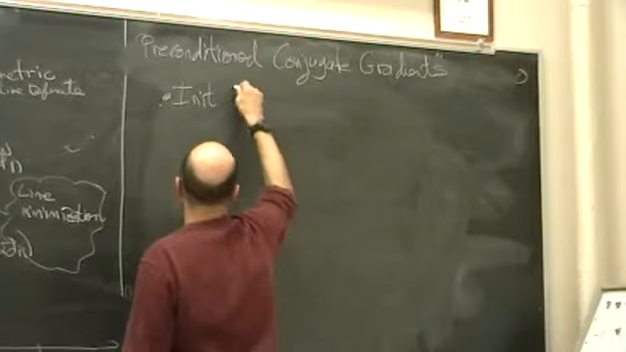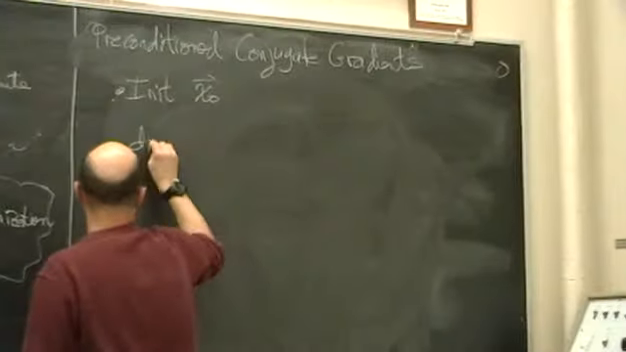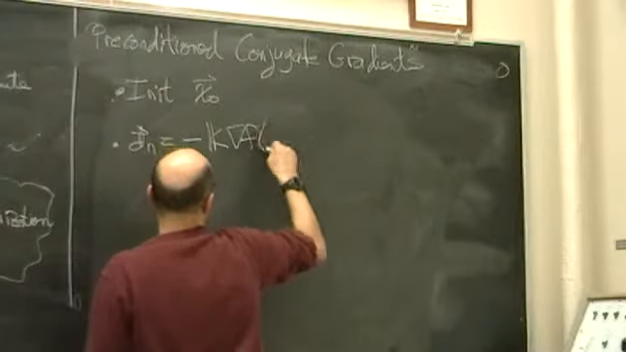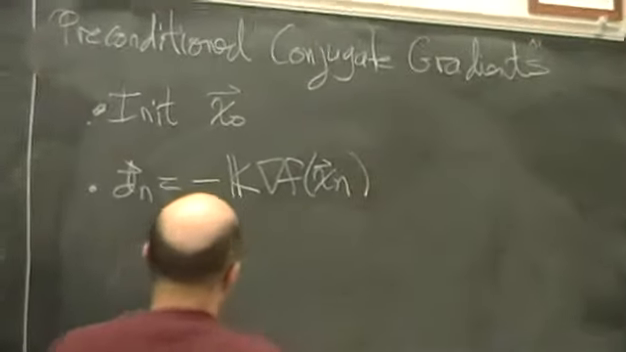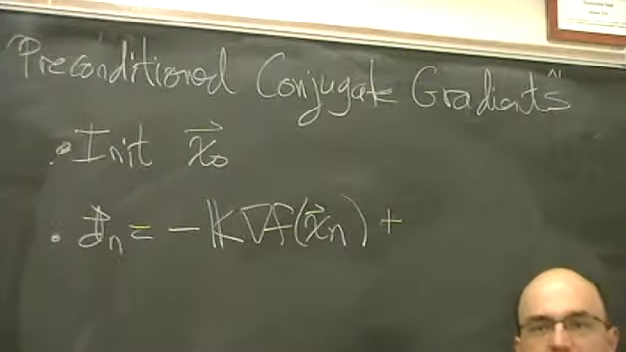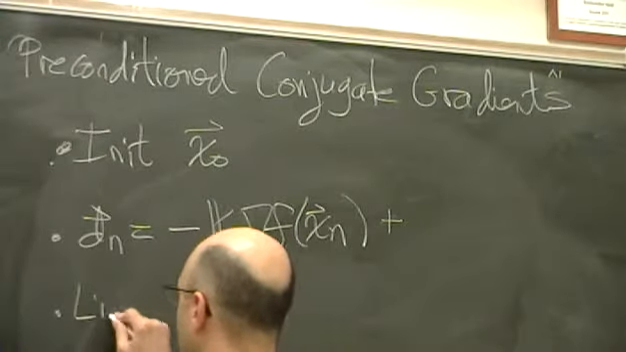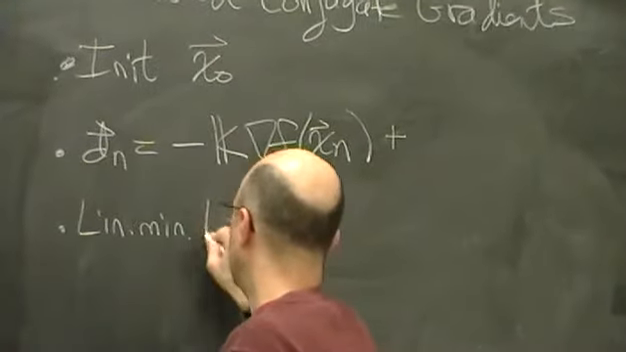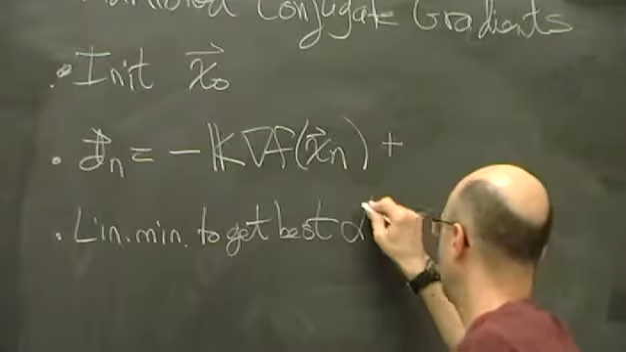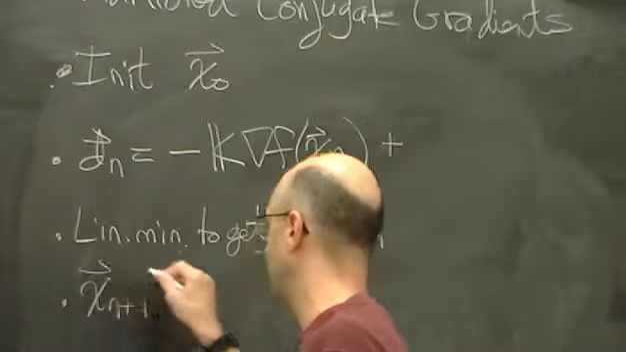You have some initial position. They all start out that way. And then you compute a search direction. But then there's a little extra tweak on this. That's what makes it conjugate gradients. I'll come back to the tweak in just a second. Once you have your search direction, you do a line minimization, a lin min, to get the best alpha star for that particular iteration. You then move that distance along your search direction.